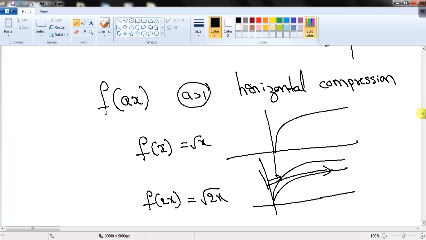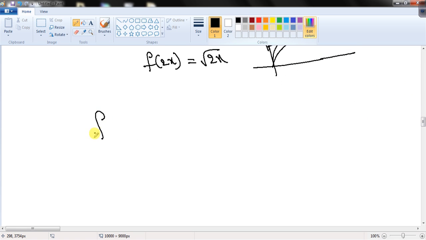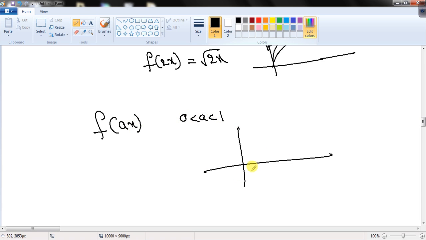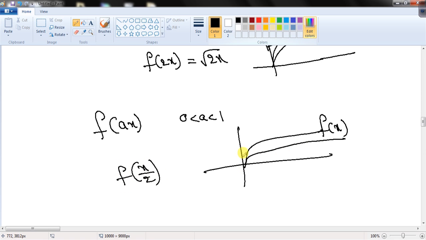So f of ax, if a lies between 0 and 1, is horizontal stretch. This is the graph of f of x. Then the graph of f of 1 by 2x or f of x by 2 would be something similar to this. So you can see here, this is the graph of f of x, but this is the graph with the horizontal distance stretched. Horizontally it is stretching. This is horizontal stretch.